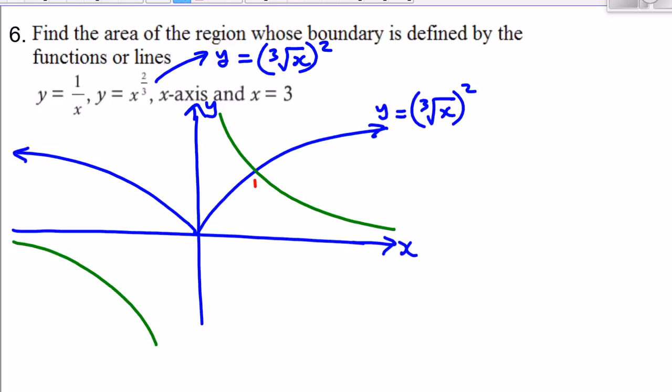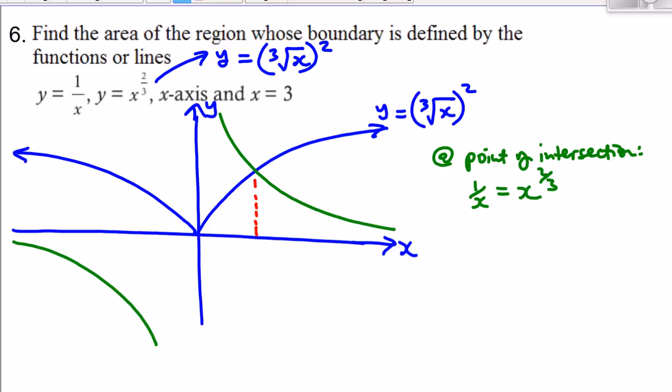So we need to find the coordinate where the two functions meet. So at the point of intersection, what we have is 1 over x is equal to x to the power 2 over 3, which means 1 is equal to x to the power 5 over 3. So x is equal to 1. So here x is equal to 1, which means that x is equal to 3 will be somewhere here. Good. So we have our sketch.